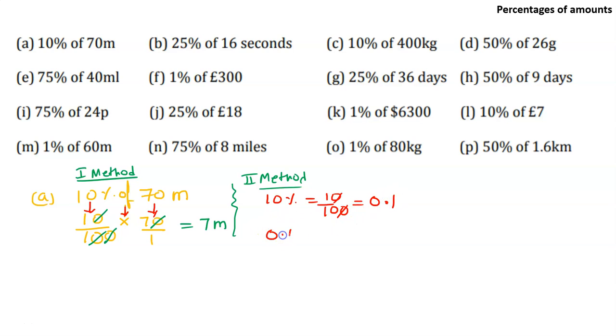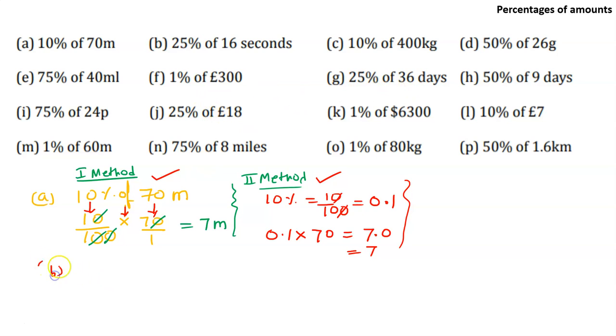So you can multiply 0.1 by 70. So if you multiply 0.1 by 70, you get 7.0. So still you are getting answer 7. Okay, so it's up to you which method you want to follow. You can follow first method, you can follow second method. I can explain you one more question, then you can pause the video and do all the parts.